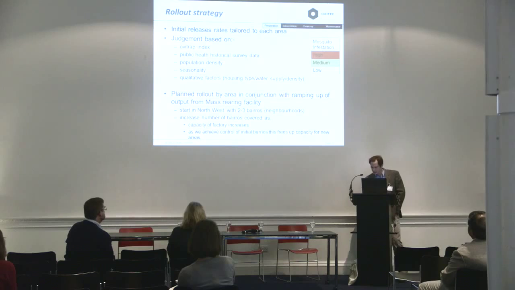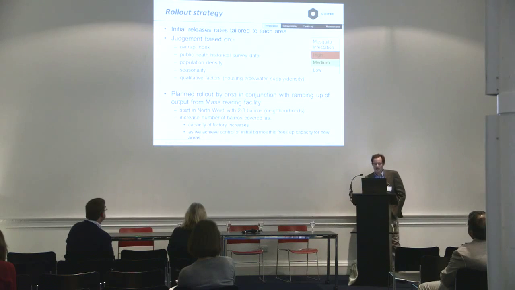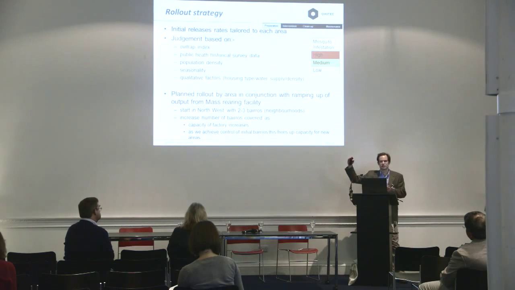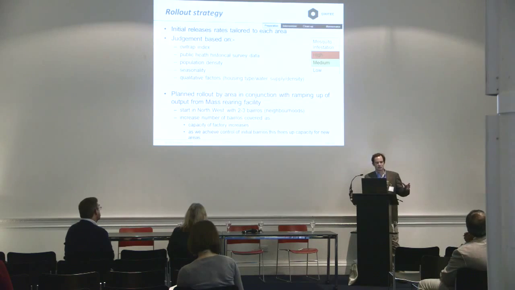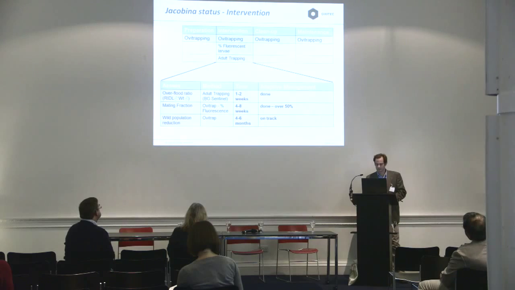Now, in this particular project, we're starting smaller with 2 to 3 barrios, and as we achieve control in those areas, we'll free up more of the mosquito production to move on to other areas. At the same time, the facility that we've got in Brazil is new, so we're also increasing the production capacity. So in conjunction with increasing capacity and the control you achieve, we plan to roll out across the city, starting in the northwest and moving across.